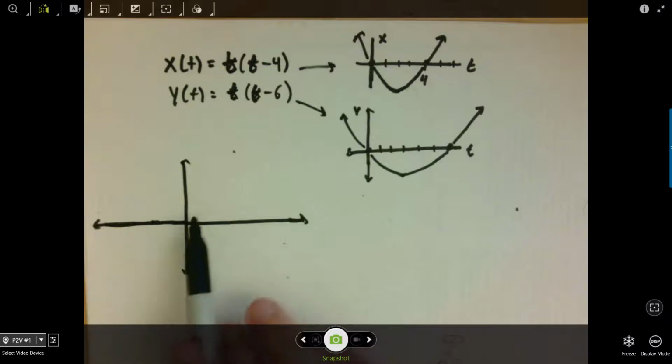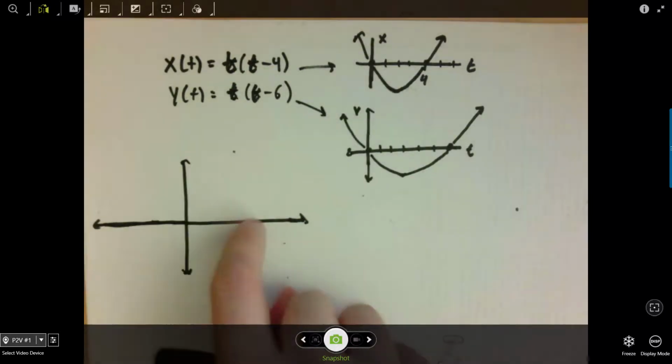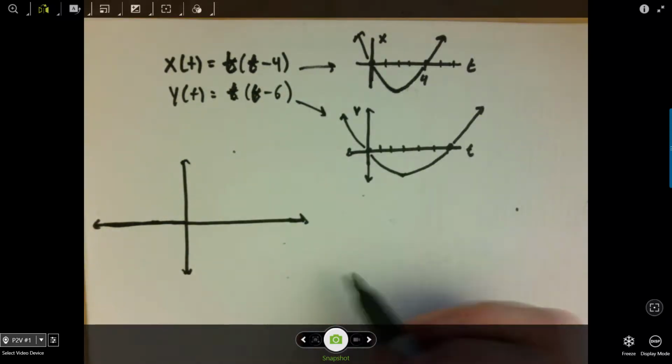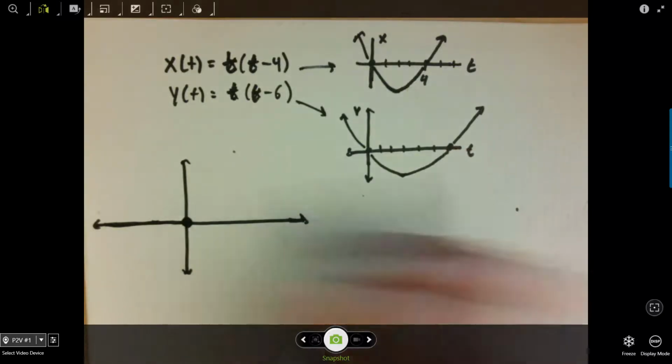So we can think about these critical moments when we hit the x or y axis at different times. Let's start out at t equals 0. We know that at t equals 0, both x and y are 0, so our curve starts here.